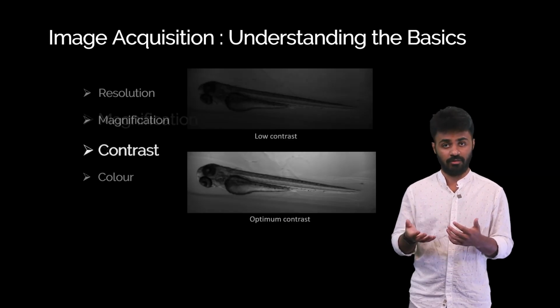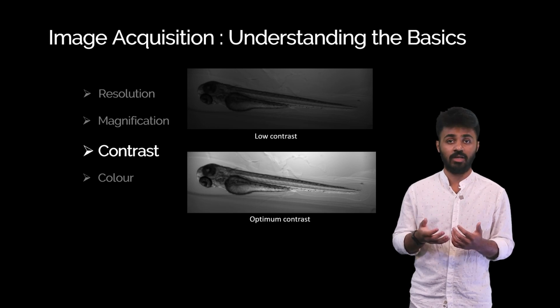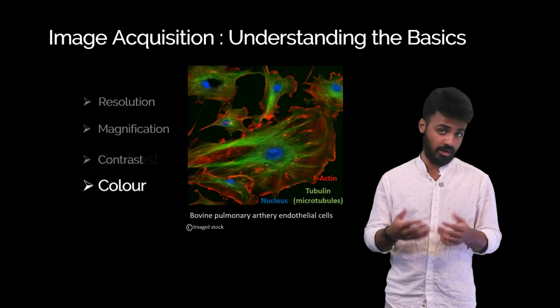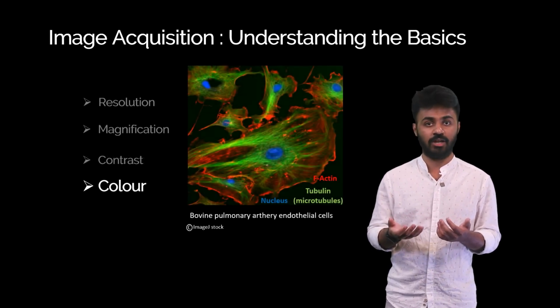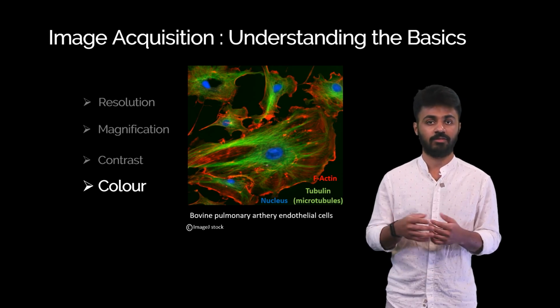Third is contrast, which is the difference in brightness between different parts of an image. This is important for highlighting specific features in the specimen. Finally, there is color, which can provide additional information about the specimen, such as the presence of certain pigments.